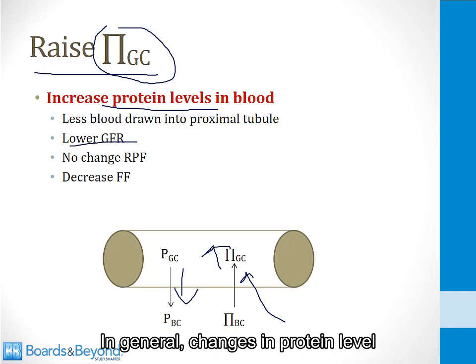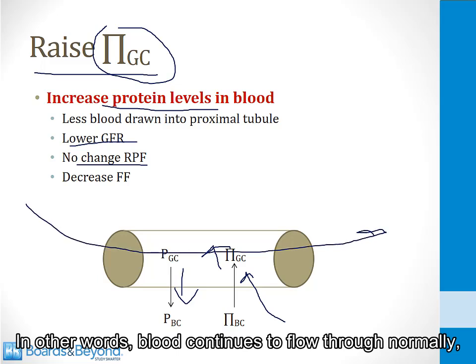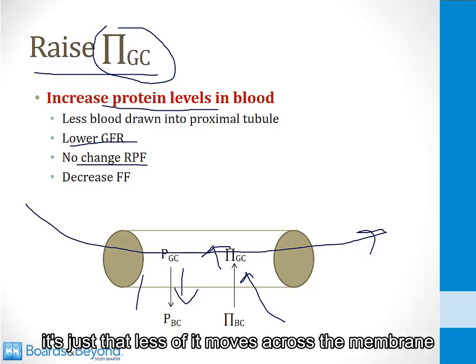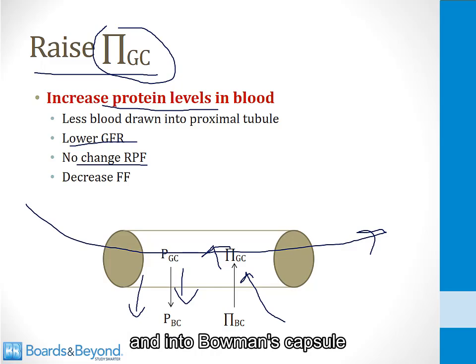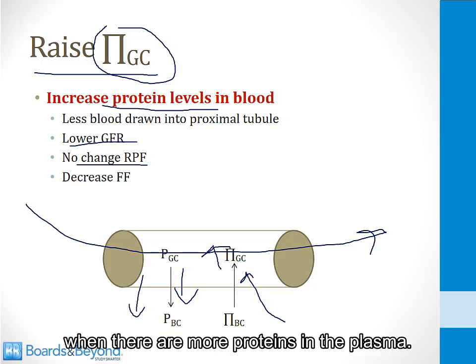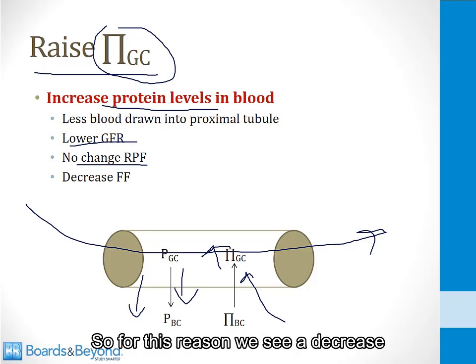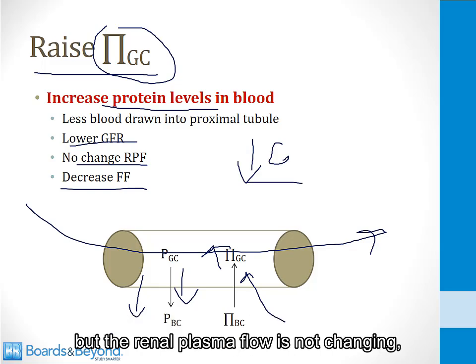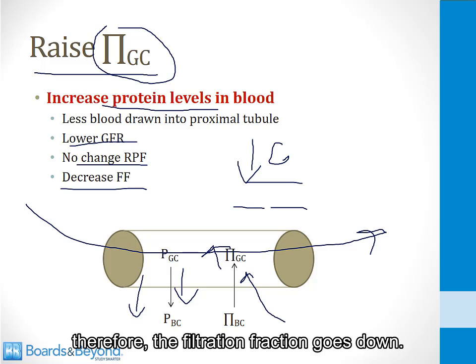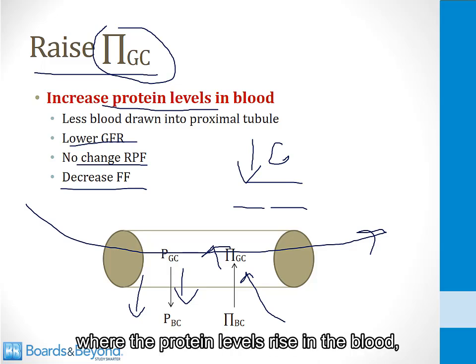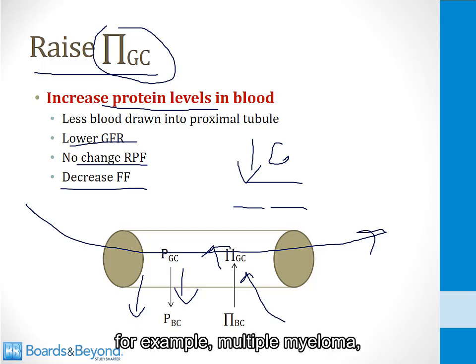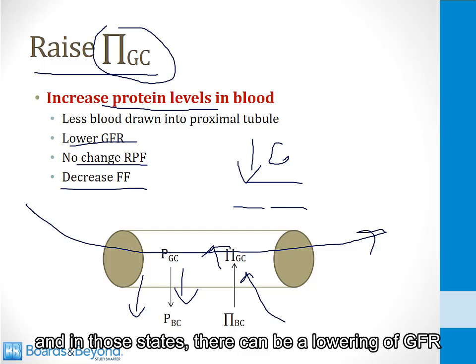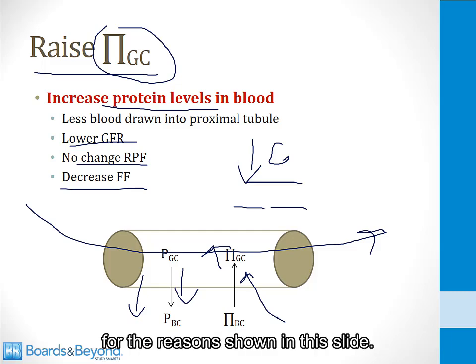In general, changes in protein level do not affect the renal plasma flow. In other words, blood continues to flow through normally. It's just that less of it moves across the membrane and into Bowman's capsule when there are more proteins in the plasma. So for this reason, we see a decrease in the filtration fraction because we are decreasing the GFR, but the renal plasma flow is not changing. Therefore, the filtration fraction goes down. And there are many disease states where the protein levels rise in the blood, for example, multiple myeloma. And in those states, there can be a lowering of GFR for the reasons shown on this slide.